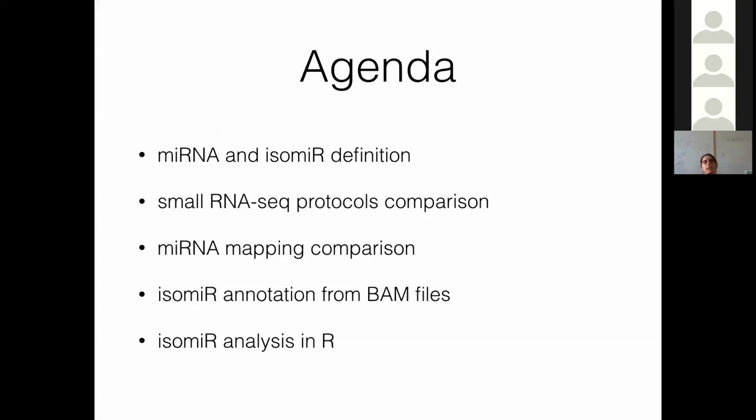And then I will end with what we do in bcbio, or in our bioinformatics core, to analyze isomer microRNA using an R package. So it will be more or less what I normally do when I have this kind of data.